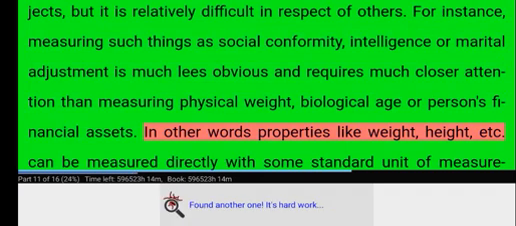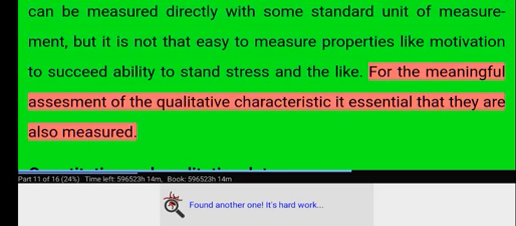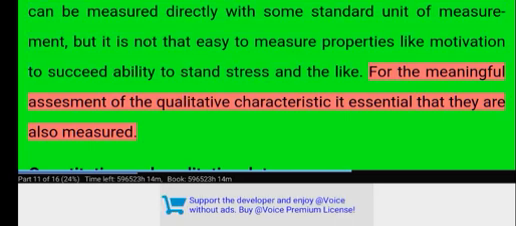In other words, properties like weight, height, etc. can be measured directly with some standard unit of measurement, but it is not that easy to measure properties like motivation to succeed, ability to stand stress and the like. For the meaningful assessment of the qualitative characteristics, it is essential that they are also measured.